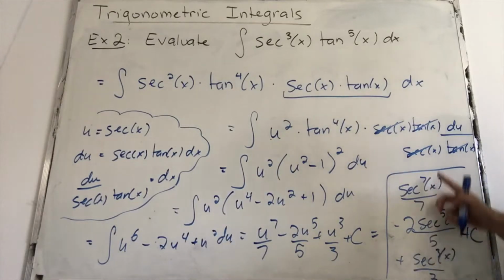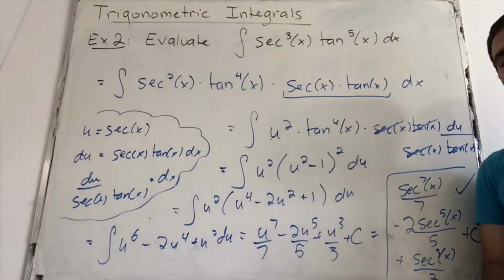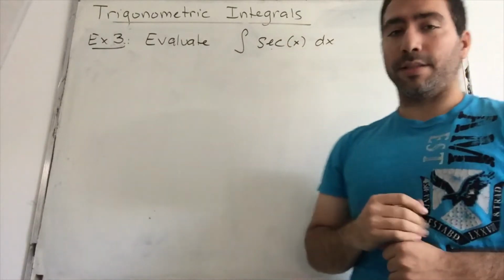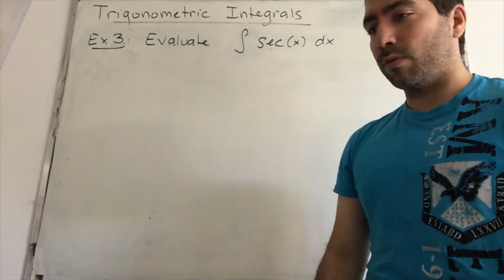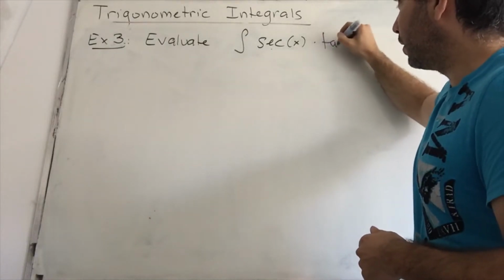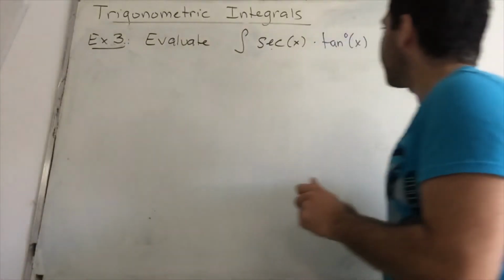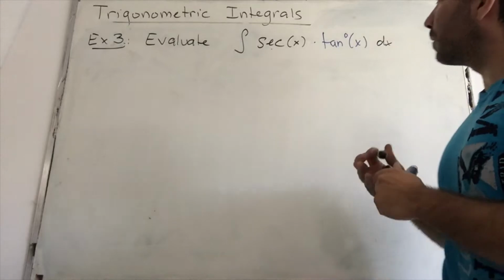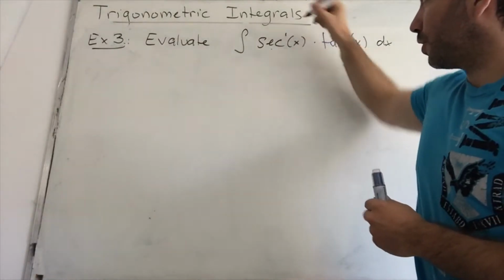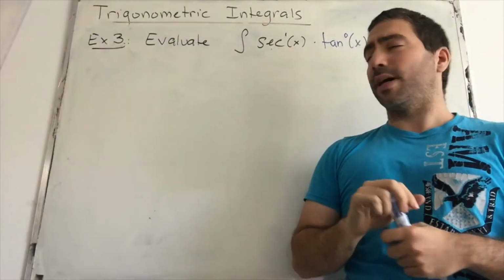Okay, so I apologize for the notation, but this is the final answer. Okay, let's take a look at the next example. So in the next example over here, we have to evaluate secant x dx. How do we do this? Well, again, we could think of it as secant x times tan to the 0x dx. Okay. So the exponent of the secant is a 1, which is odd, and the exponent of the tan is a 0, which we can think of as even.